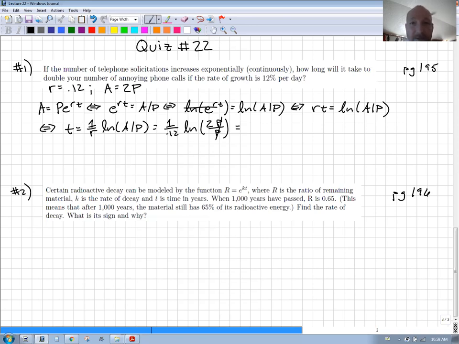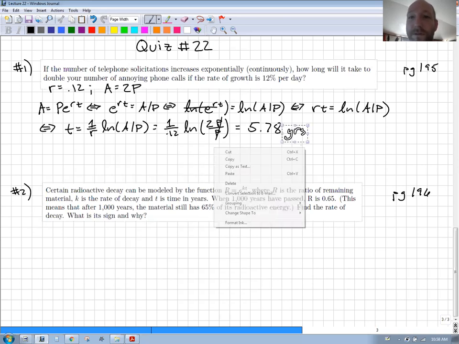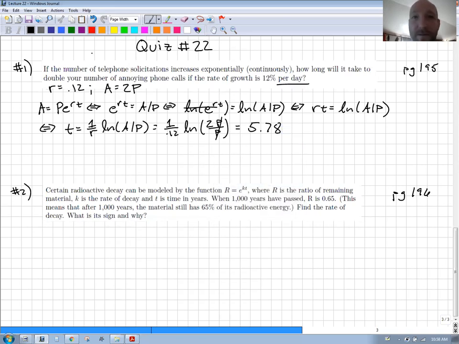Or the half life. It's the double life here. Take 2, take natural log, now divide by 0.12. We have 5.78. In this case, it would be years. No, it's 12% per day, so this would be days.